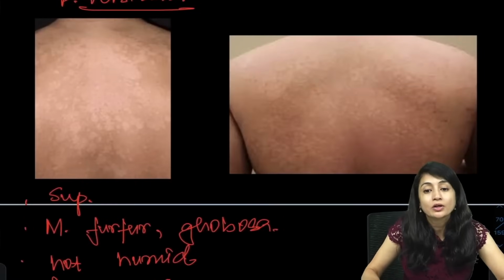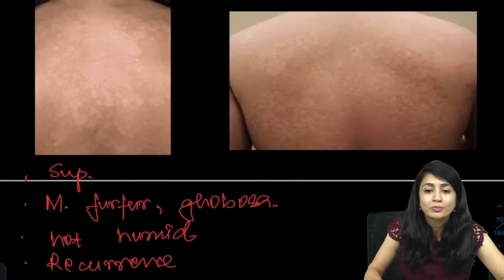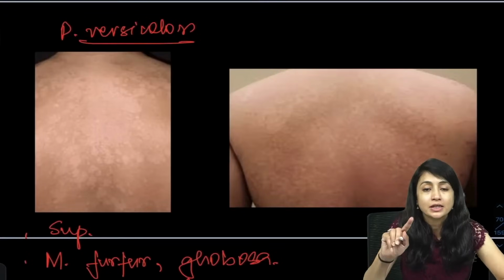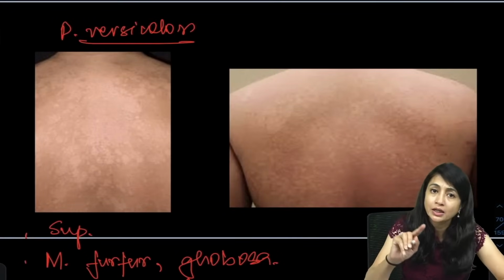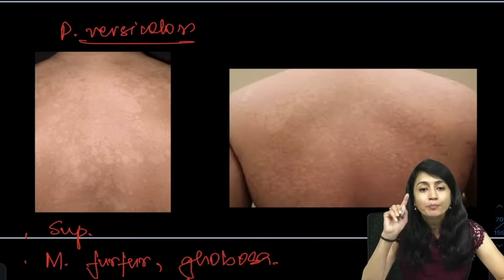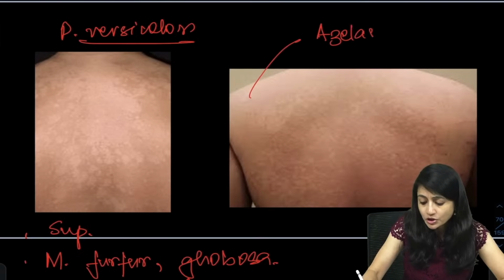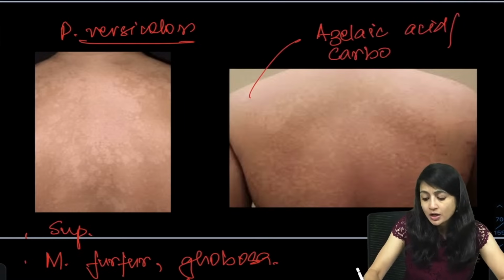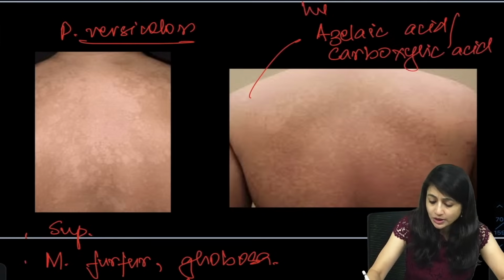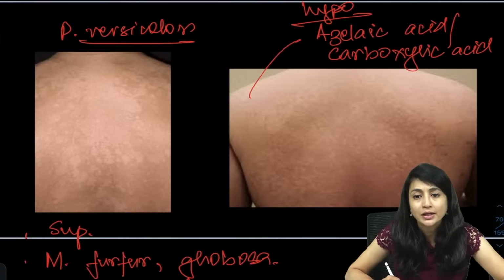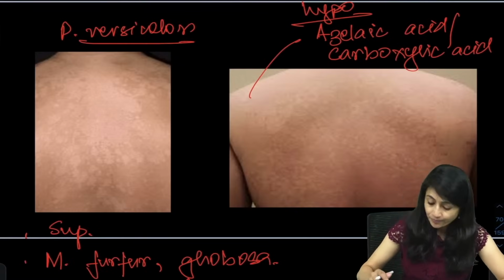But my question to you was, what is the hypopigmentation due to? Perfect. Versicolor means various colors because the lesions can be hyperpigmented or hypopigmented. Hypopigmentation in these lesions is because of production of azelaic acid, or in the exam they can also write carboxylic acid. So hypopigmentation on the lesions is because of production of azelaic acid or carboxylic acid.